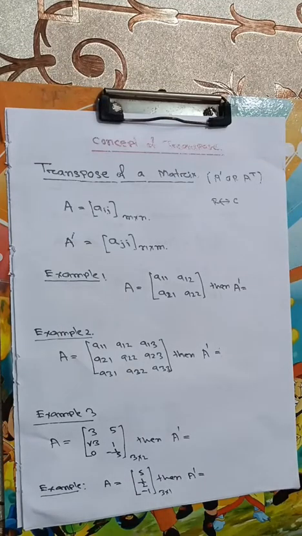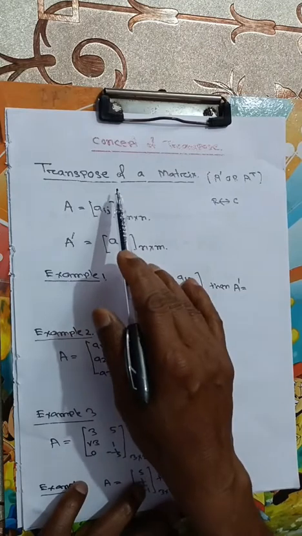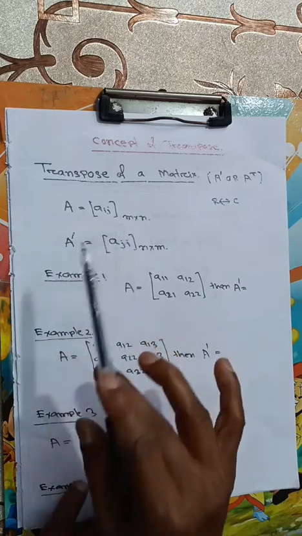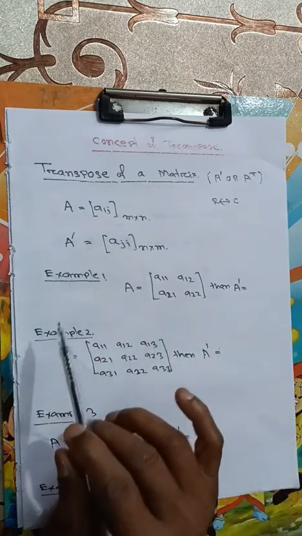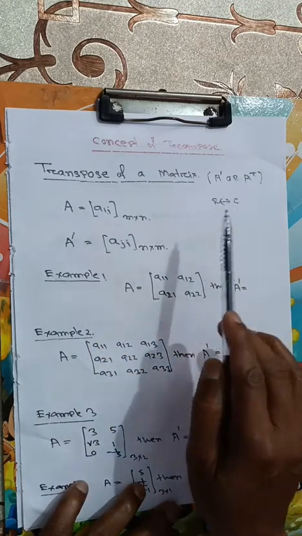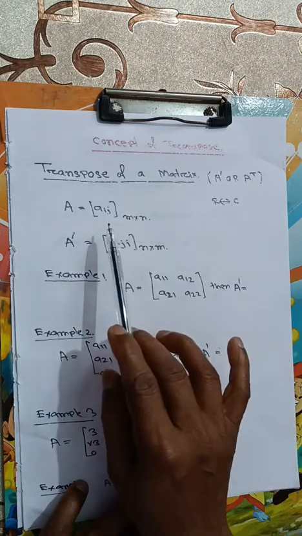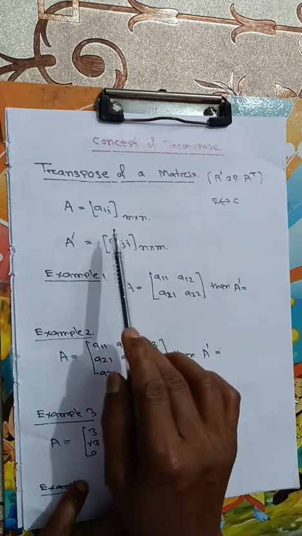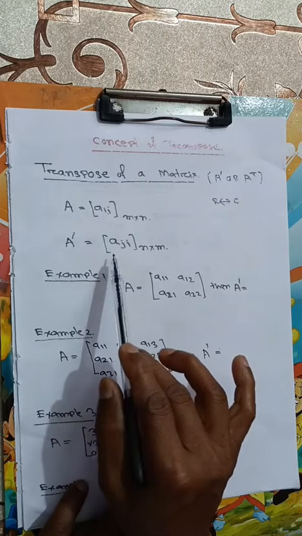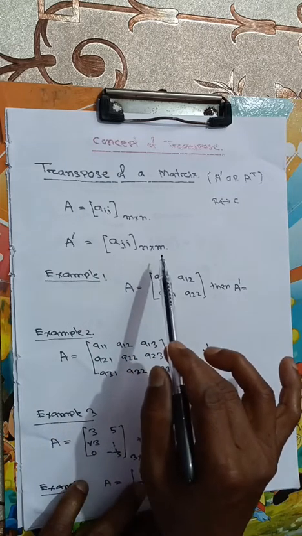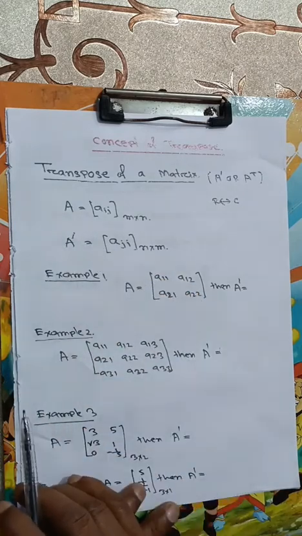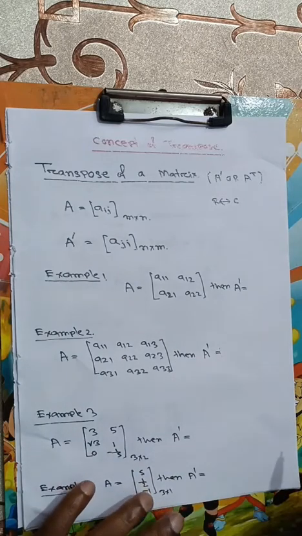Concept of transpose matrix. The transpose of a matrix A equal to Aij is any matrix obtained if we change the rows to columns and columns to rows. That means if we interchange the rows to columns and columns to rows, then we get a matrix which is denoted by A dash, equal to Aji, an n into m order matrix. Then A dash is known as the transpose of A.